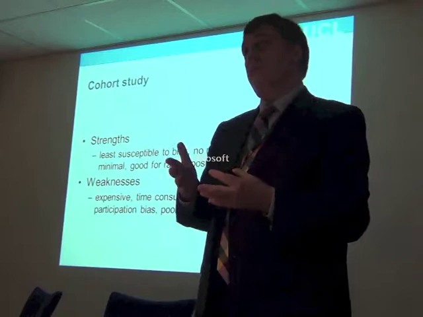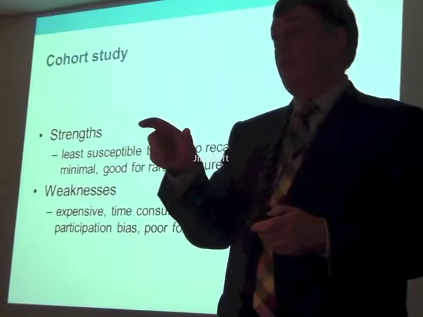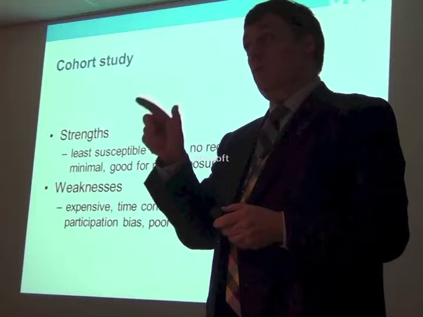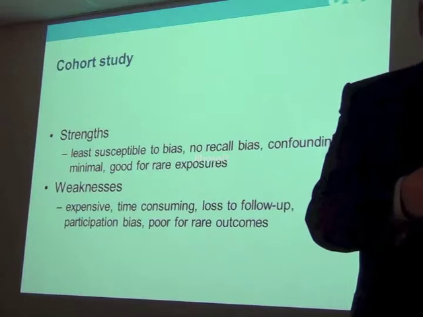And it's poor for rare outcomes. So the reason that my cohort study of planned place of birth was 85,000 is because adverse pregnancy outcomes in low-risk women in the UK are very rare. Really, really rare. So we needed huge numbers of women to be able to detect any difference in adverse pregnancy outcomes.